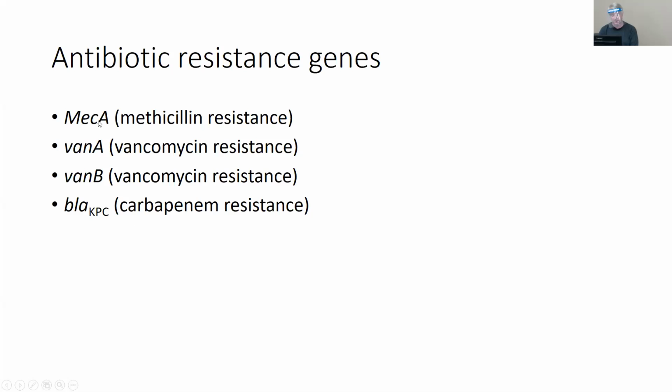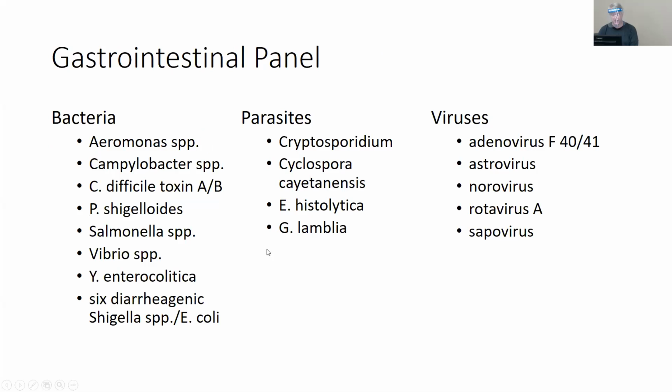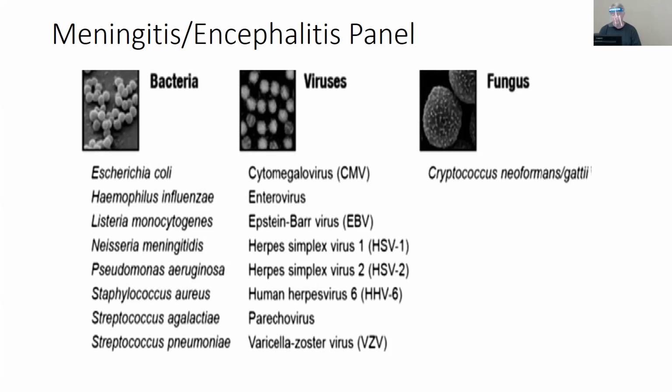The GI panel: Aeromonas, Campylobacter, C. diff toxin A and B, yay, Salmonella. Parasites: Cryptosporidium, Entamoeba histolytica, Giardia lamblia, if it's in the diarrhea, there you go. Adenoviruses, astroviruses, noroviruses, all causing diarrhea too. And then of course, this is the meningitis encephalitis panel on the cerebrospinal fluid.